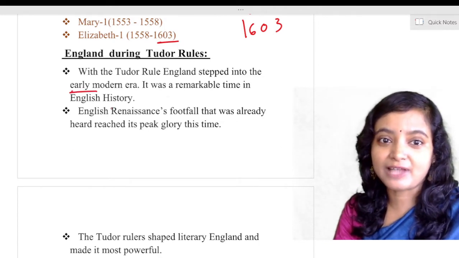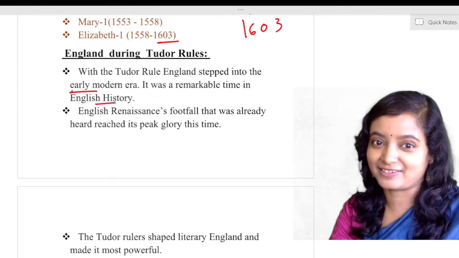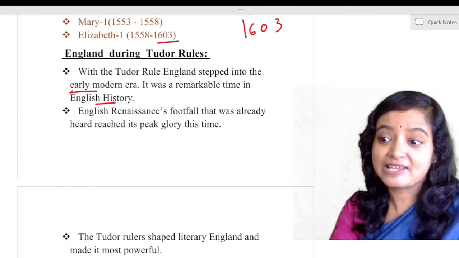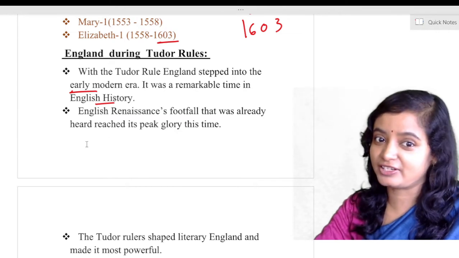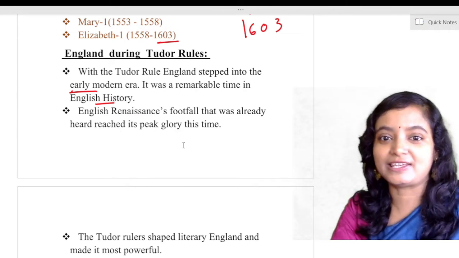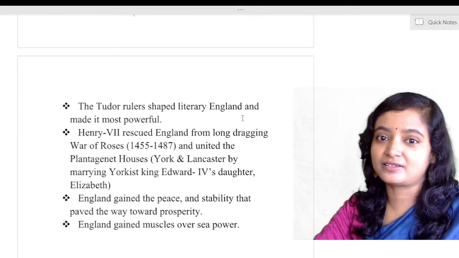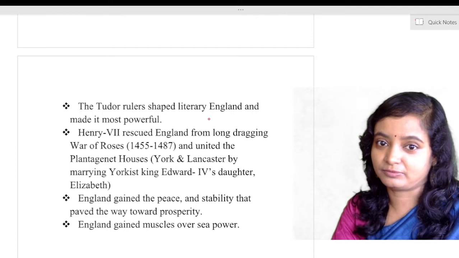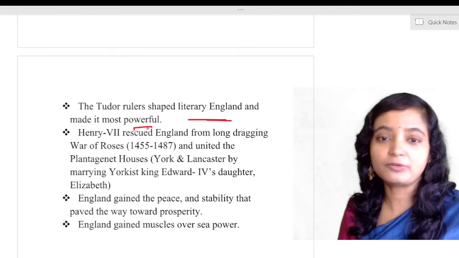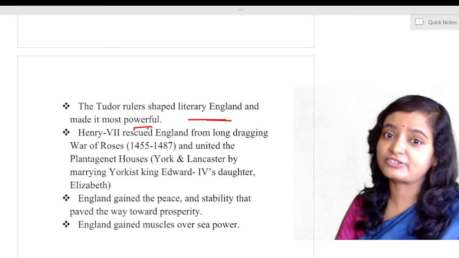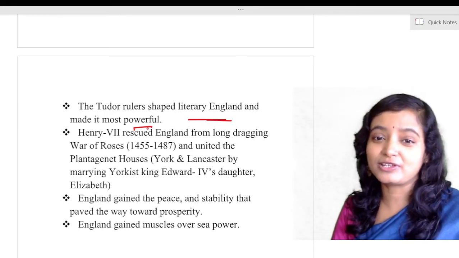And it was a remarkable time in English history, because you know that the English Renaissance first footfall was then, and it rose to its peak in Tudor rule. The English Renaissance footfall was already heard and it reached its peak glory in that time. This is important. Next, the Tudor rulers shaped literary England and made it most powerful. In their time, England became most powerful, not only from the point of view of economy and society, but also literature. In every sphere of life, it was a glorious time.